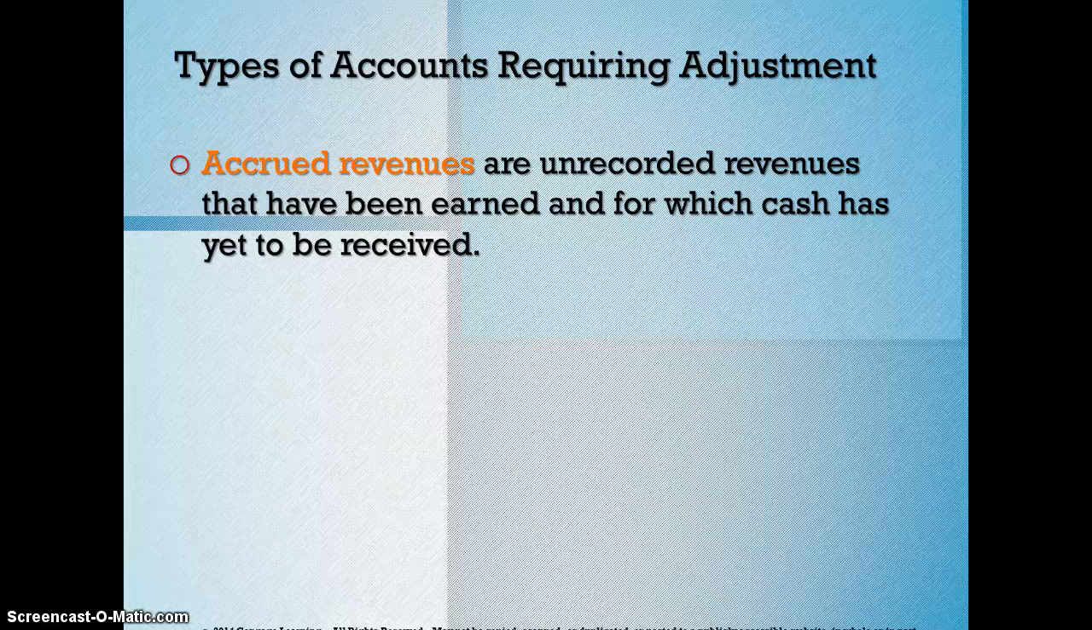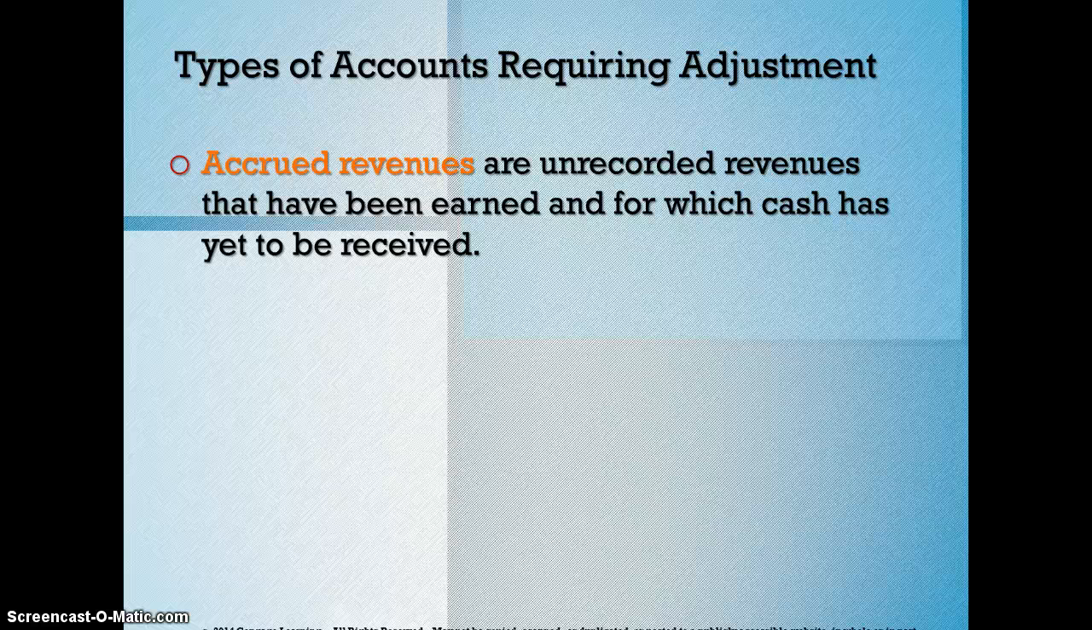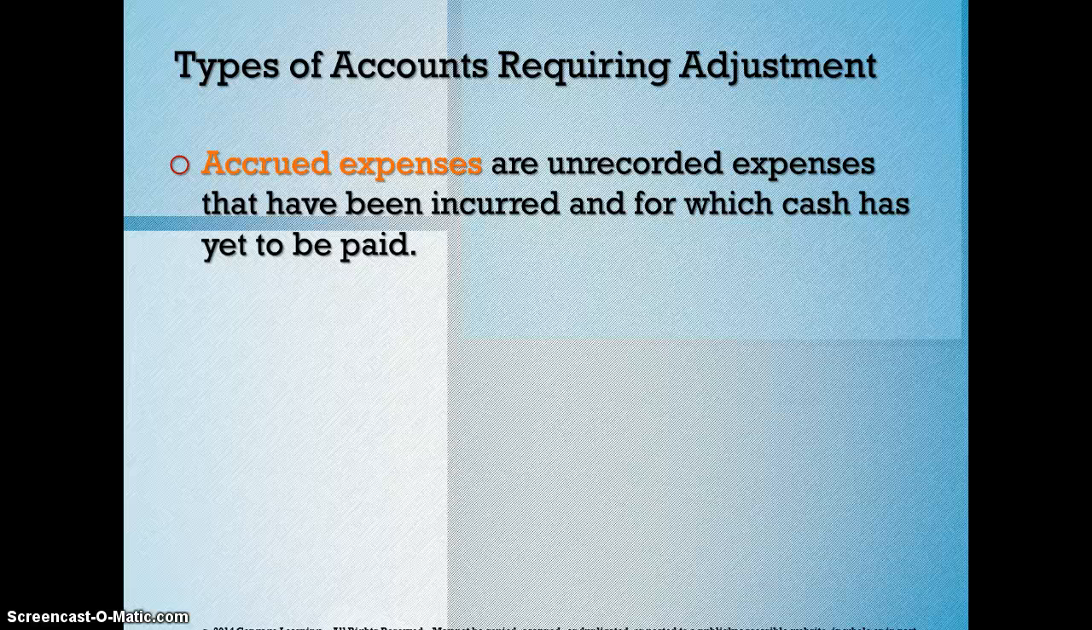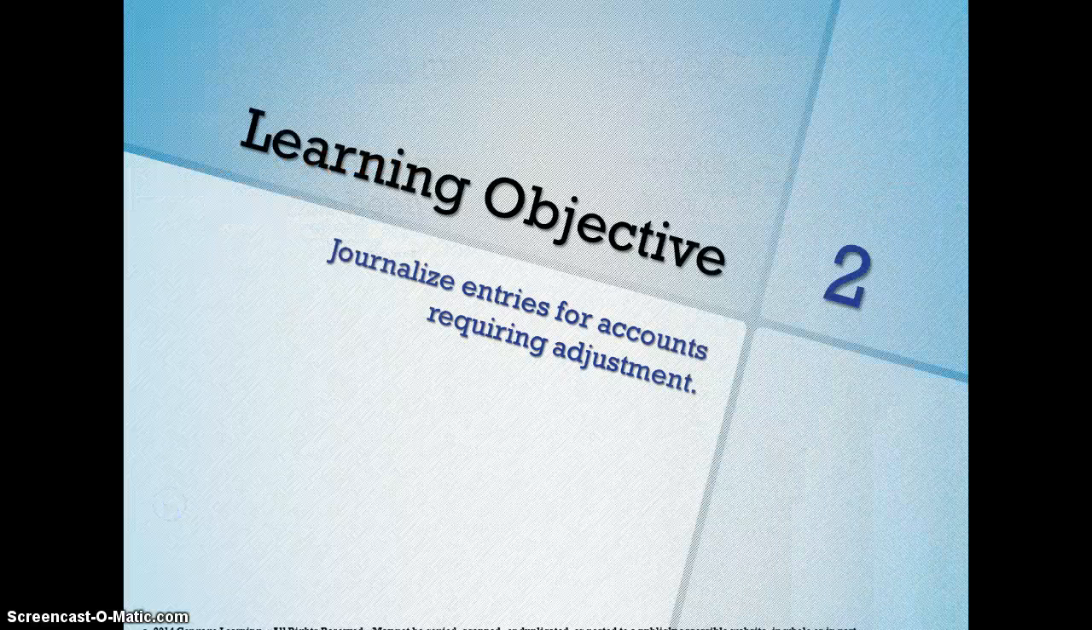These are unrecorded revenues that have been earned for which cash has not yet been received. An example of this is you've done the work for a company and you just haven't billed them yet. Okay, so they haven't paid you. Or you've billed them and they just haven't paid you. Accrued expenses are unrecorded expenses, and that's like the wages that I talked about.